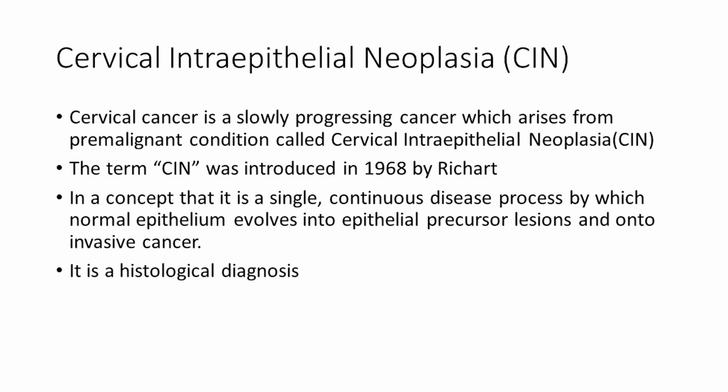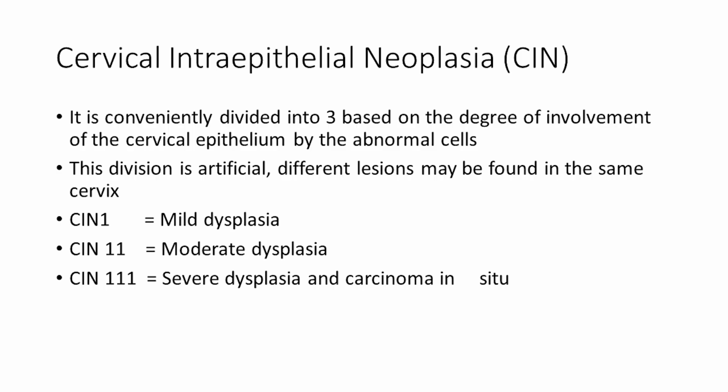Now, in terms of progression, cervical cancer is a slowly progressing cancer which arises from the pre-malignant condition called cervical intraepithelial neoplasia. This term CIN was introduced in 1960 by Richart. It is a concept that CIN or cervical cancer is a single continuous disease by which normal epithelium evolves into epithelial precursor lesions and onto invasive cancer. CIN is a histological diagnosis. CIN is conveniently divided, arbitrarily though, into three, depending on the degree of involvement of the cervical epithelium by the abnormal cells.